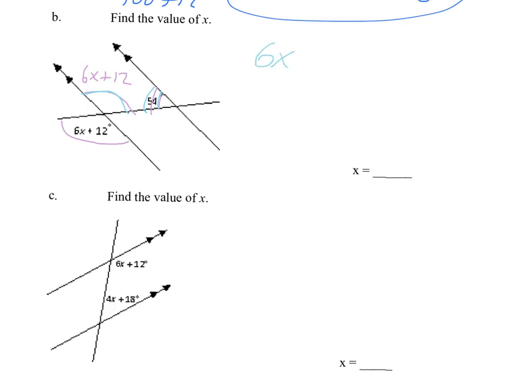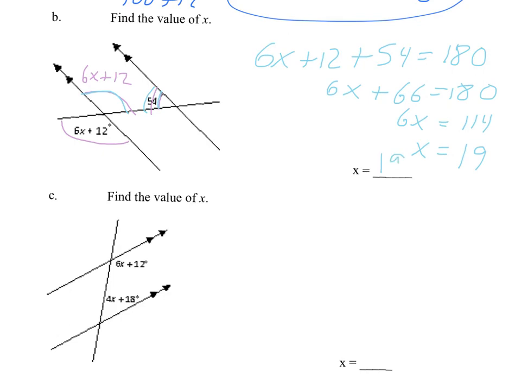So 6x plus 12 plus 54 equals 180 degrees. Combine like terms, we get 6x plus 66 equals 180. Subtract 66 from both sides, and 6x equals 114. Divide both sides by 6, and x equals 19. That's the value for x.